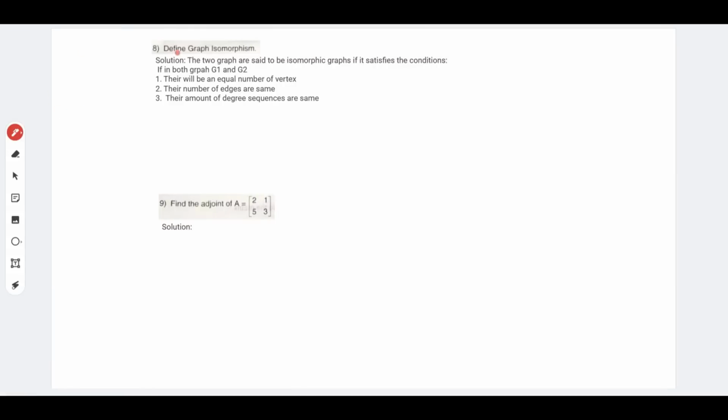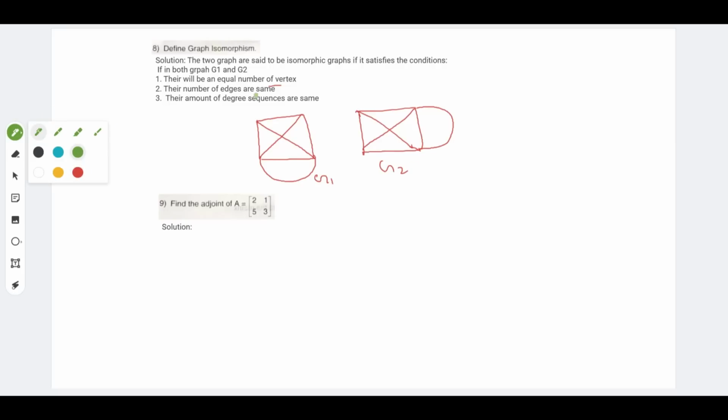Then we have defined graph isomorphism. Isomorphism is when two graphs are given, and the number of vertices in both graphs should be the same. So this is graph 1 and this is graph 2. Here it says what an isomorphic graph is. The first condition is that there will be an equal number of vertices.